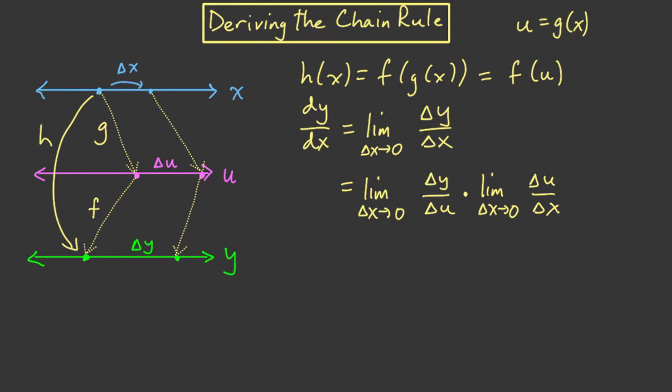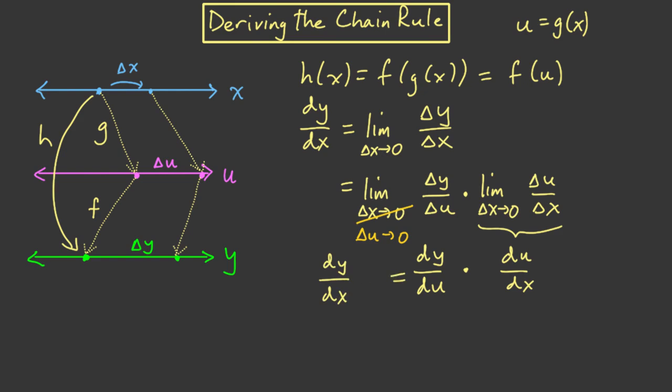Now this delta u over delta x as delta x goes to 0, that's just du dx. And for this part, well, we know as delta x goes to 0, delta u is also going to go to 0. So we can replace this limit with delta u going to 0 instead of delta x. And now this term is exactly dy du. So that's pretty much it. We've got dy dx on the left equaling dy du times du dx.